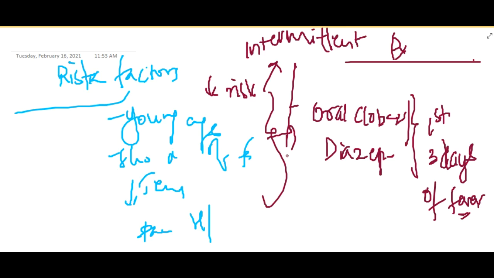So this is mainly given for children with younger age, shorter duration of fever which has led to the seizures, or lower temperature leading to seizures, or family history of febrile seizures. In all these cases, we give this intermittent prophylaxis.